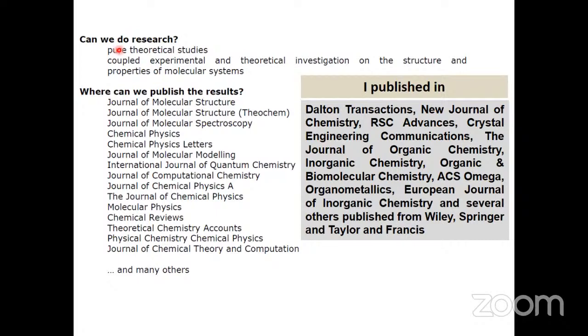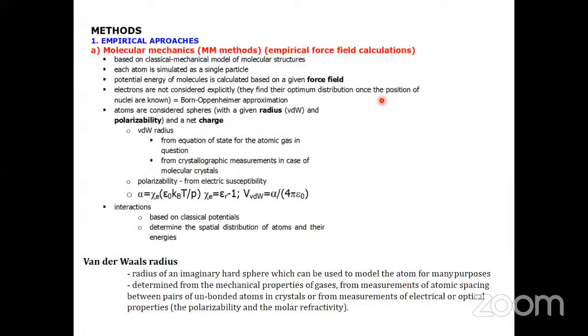Definitely, we can publish our data by executing only theoretical studies, but coupled experimental and theoretical investigations on the structure and property of any type of molecular systems are gaining attention nowadays, and they used to get published in such types of journals. I also have published in some Royal Society, American Chemical Society, Wiley, Taylor and Francis, and Springer journals, etc. So I'm rushing towards the methods.